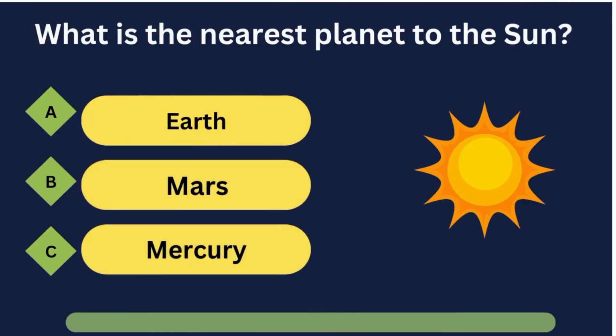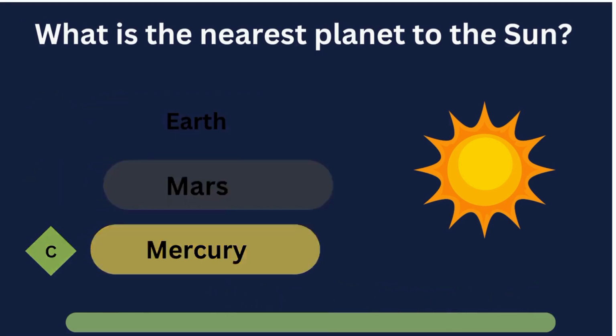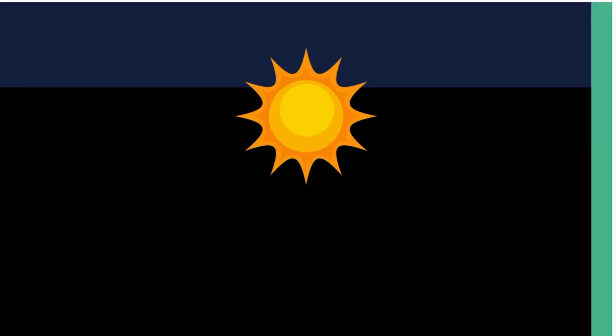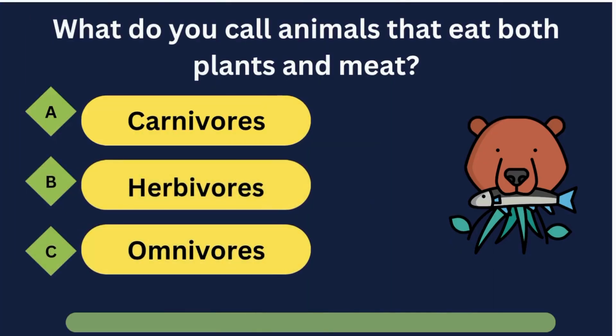What is the nearest planet to the sun? Mars, Mercury. What is the center of an atom called? Electron, nucleus, proton. What do you call animals that eat both plants and meat? Carnivores, herbivores. What is HCl commonly known as? Acetic acid, hydrochloric acid, sulfuric acid.